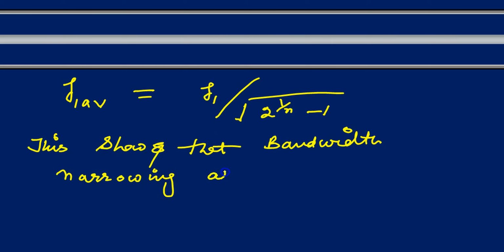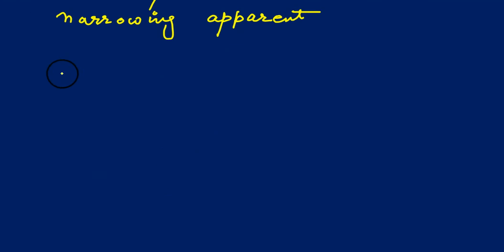So with the help of the new values of F1 average and F2 average, the bandwidth becomes narrow. So this is the result of cascading.